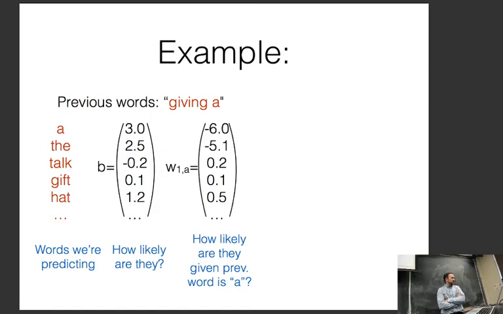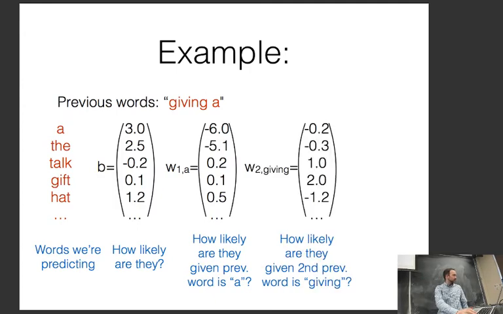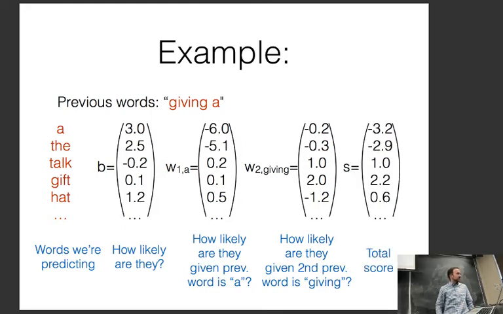Then we have another feature, which is how likely is the word given that the previous word is A. So we have a feature vector where we look up this feature vector based on the fact that the previous word was A. Then we have another one that is how likely is the next word given that the second previous word was giving. And this gives us a total score over all the things in our vocabulary given our context.